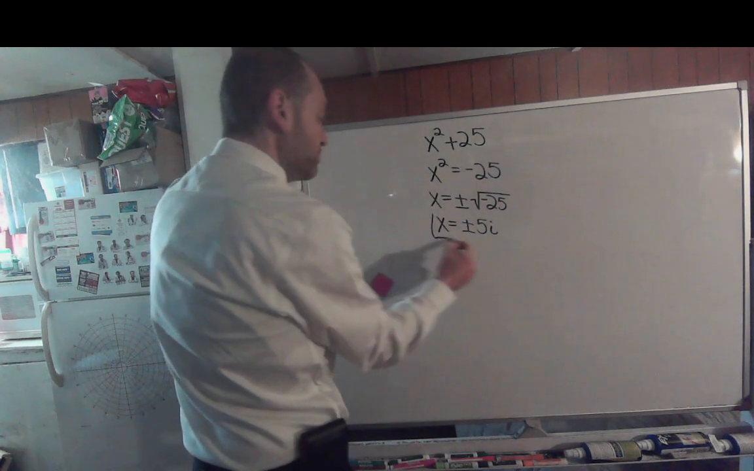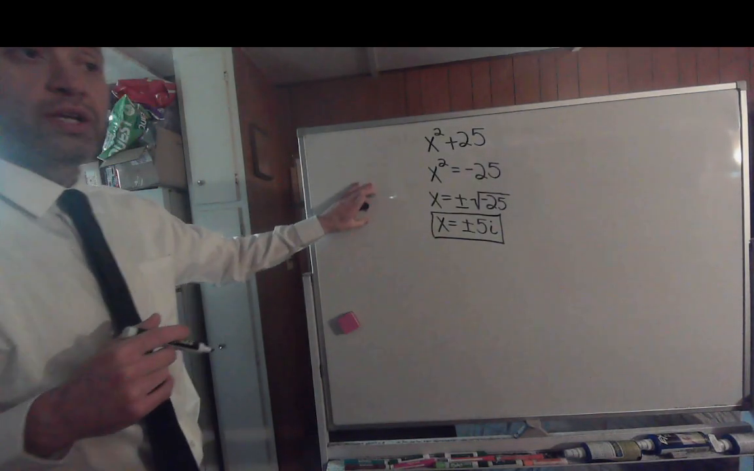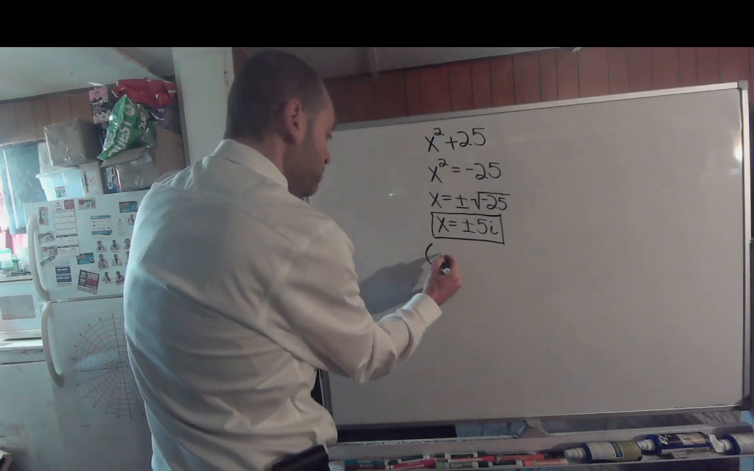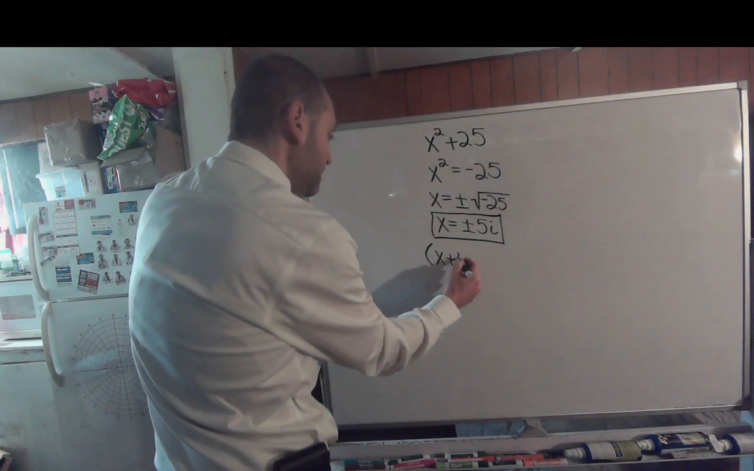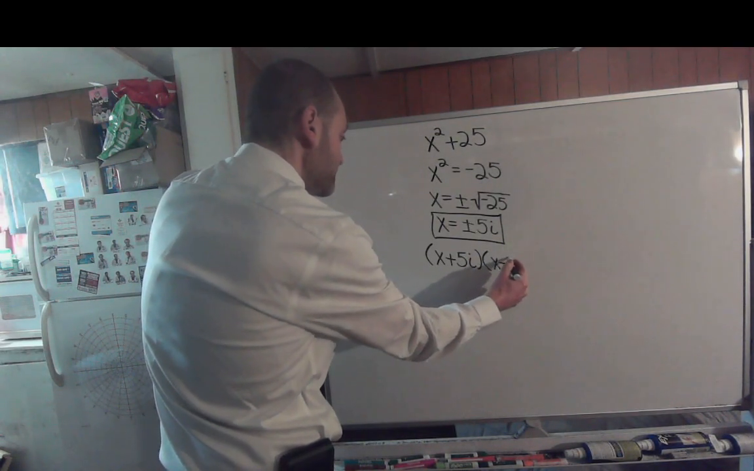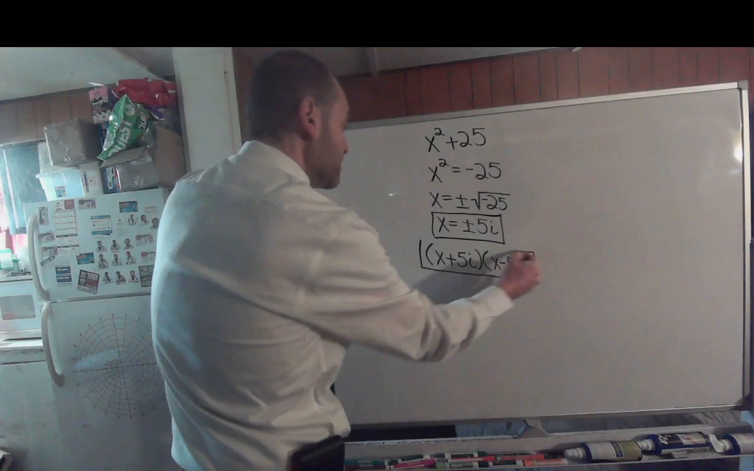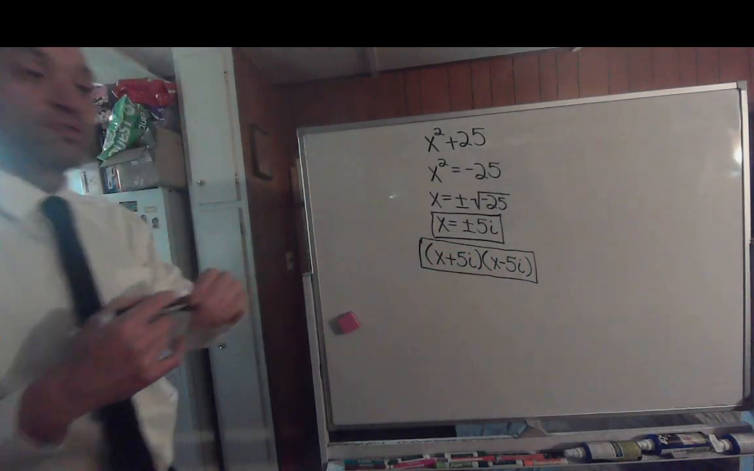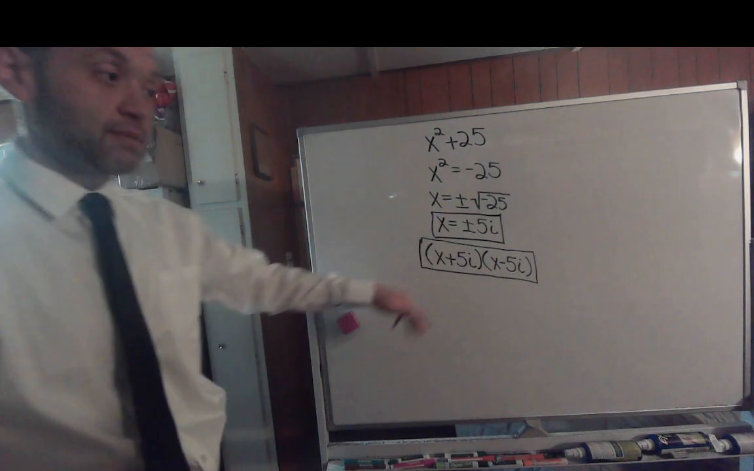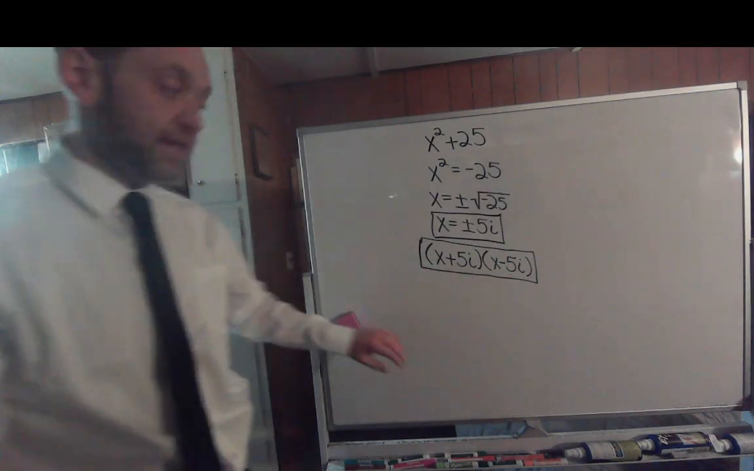So those would be your solutions for x, and then what we're also going to do today is write our polynomial as a product of linear factors. So we can write this as a product of x plus 5i times x minus 5i. So a sum of two squares is factorable over the complex number system. It's not factorable over the real number system, but it's factorable over the complex number system. It breaks down into x plus 5i times x minus 5i.